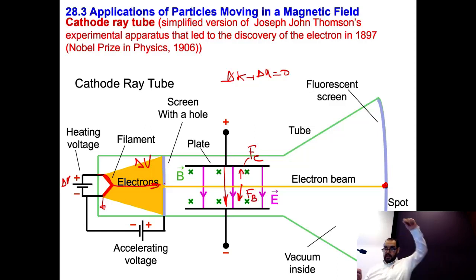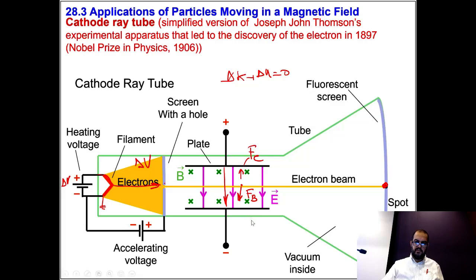If you control the strength of the electric field and the strength of the magnetic field, you'll be able to move the position of the electron in this direction, up or down, depending on the strength of the electric and magnetic forces.